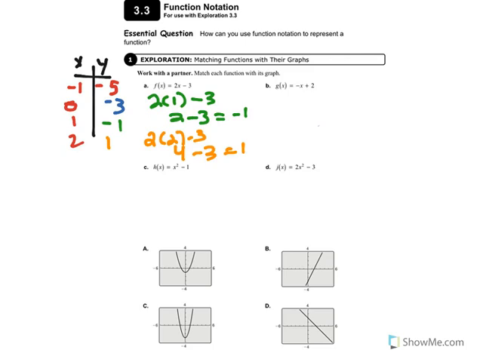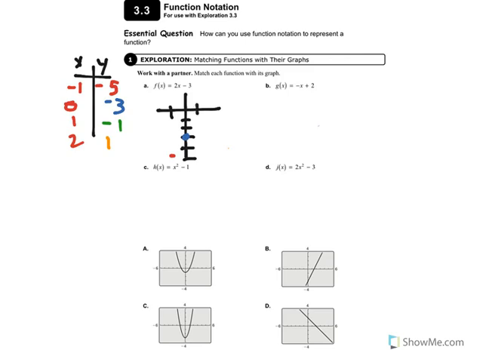Okay, so if I were to graph this, let me erase this real quick. I'm going to need more of the negative here. So I've got negative 1, negative 5. Then I have 0, negative 3, then 1, negative 1, and finally I have 2, 1.